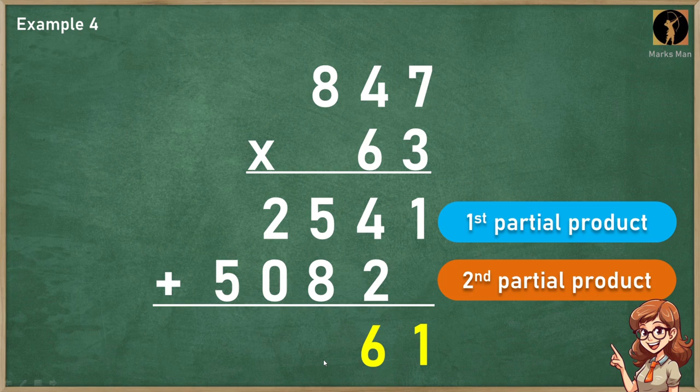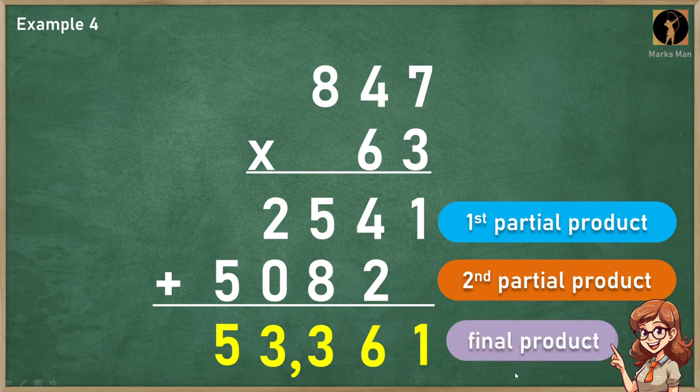So just write 3 below and just carry 1 at the top of this number 2. Next, 1 plus 2, that is equal to 3. And then nothing plus 5 is equal to 5. Since our final answer has more than 3 digits, let's put a comma between this 3 and 3. Therefore, 847 times 63 is equal to 53,361. And this final answer is called the final product.